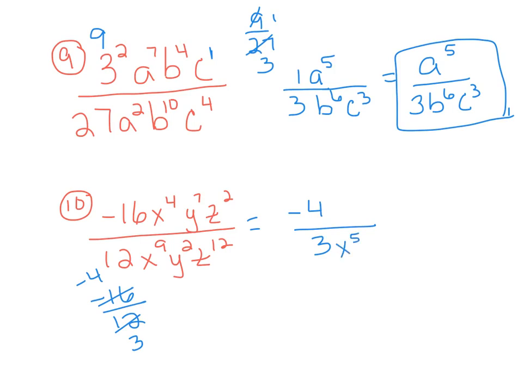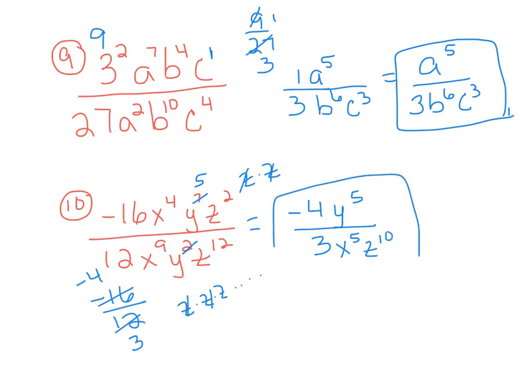X to the 5th, look at your Y's. Where do you have more? On top, 5 more because you can take 2 away from here, 2 away from here, make that a 5. Go to your Z's. Okay, if you have to still write it out, then do ZZ. Now writing out 12 on the bottom, you might be here a while, but cancel what you can. Z to the 10th. Final answer.